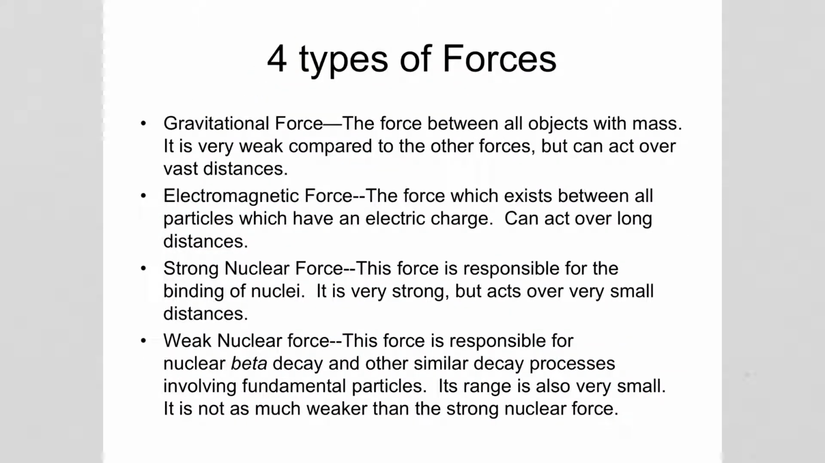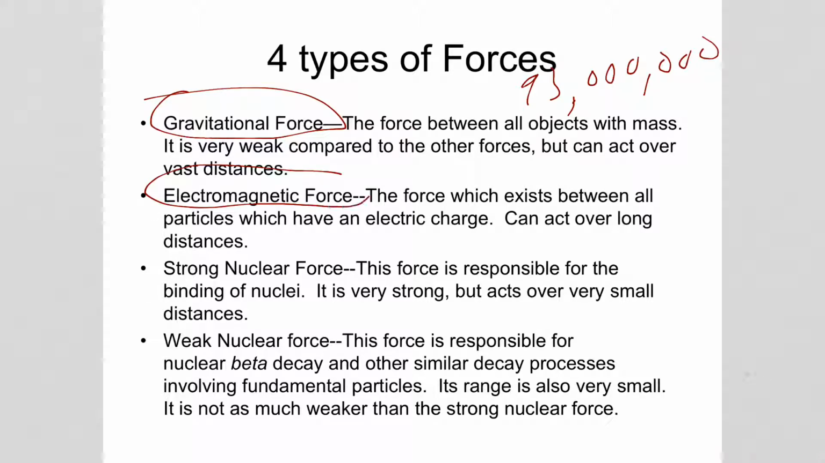We're going to talk about 4 fundamental types of forces in this class. One of them is the gravitational force. And this is the force that acts between all objects with mass. Compared to the other types of forces, it's pretty weak, but it can act over vast distances. For example, the sun is pulling on Earth, even though we're somewhere around 93 million miles away from the sun. All objects with mass have a gravitational field or gravitational force.